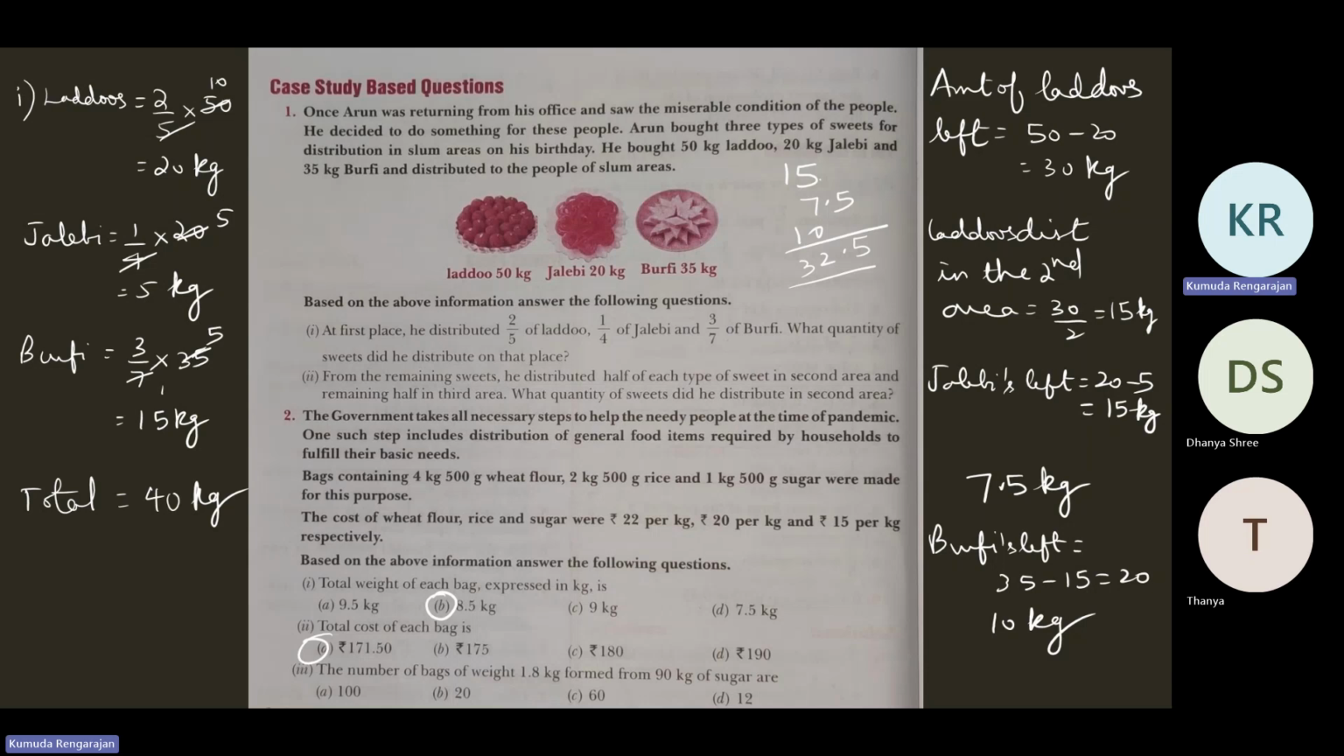Similarly, here the total quantity of sugar is 90 kgs. They're going to pack it in bags which weigh 1.8 kgs. So how many bags can be made? 90 divided by 1.8. Please work that and see.